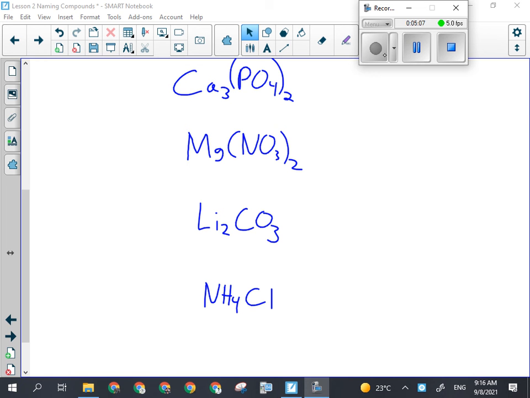So let's have a look at these ones here. Our first one, we've got calcium, Ca, and what's PO4 stand for? Phosphate. Do the little numbers matter for the name? No, we don't put prefixes in. It doesn't matter what the little numbers are. The little numbers are just there to make sure that the charges are all balanced when you drop and swap. Okay, so this one is just going to be called calcium phosphate.